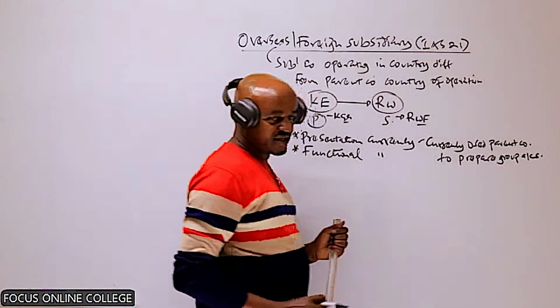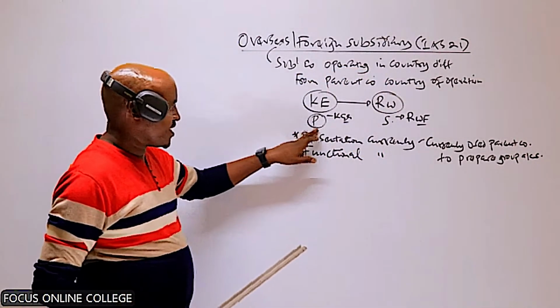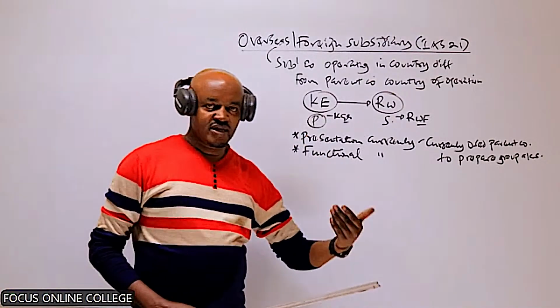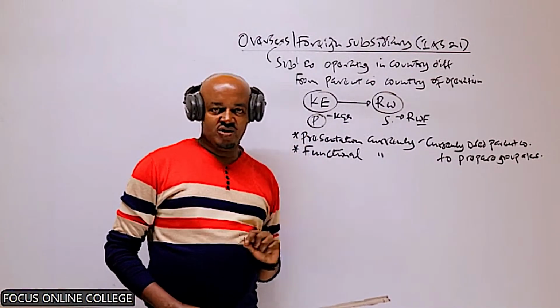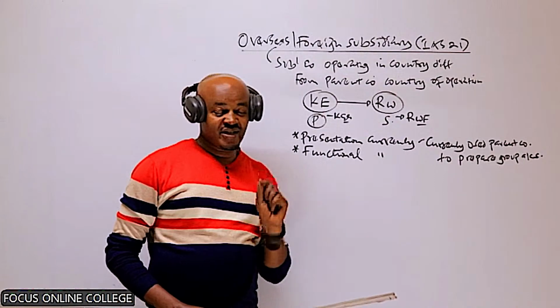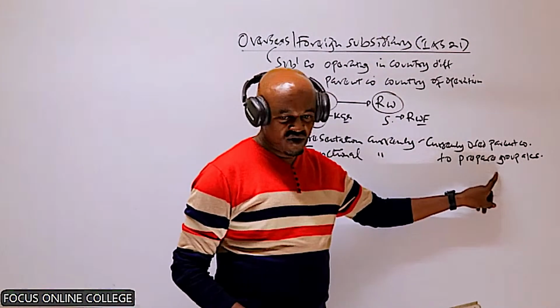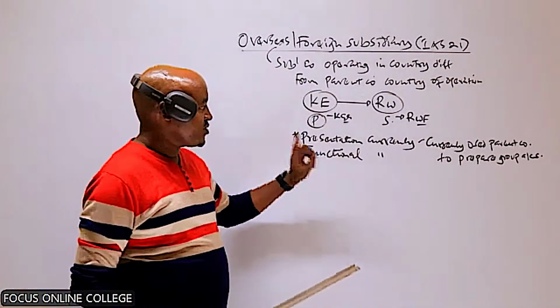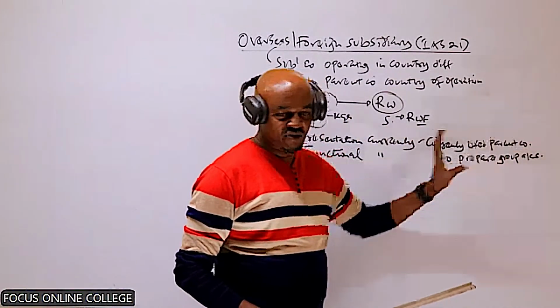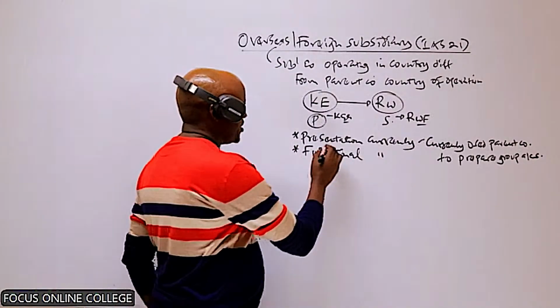Account. In most cases, if the parent company is a Kenyan company, it will be preparing the group accounts in Kenyan shillings. But that currency used by the parent company to prepare the group accounts is called the presentation currency.